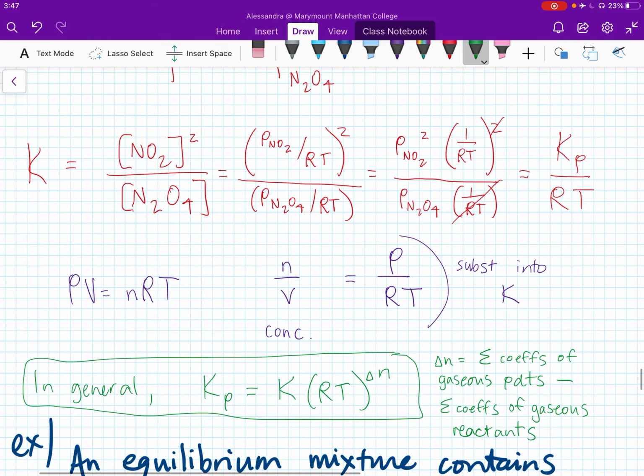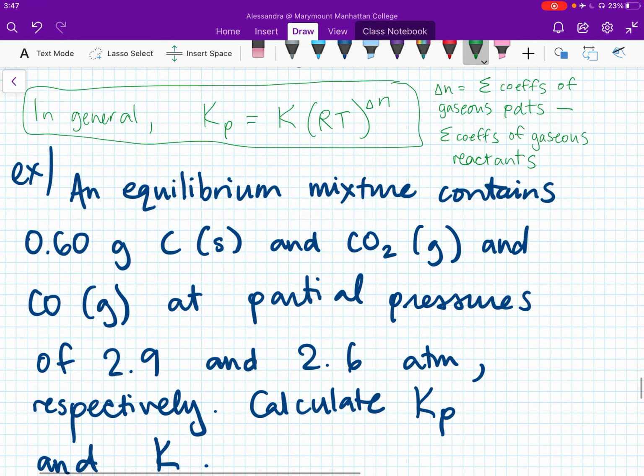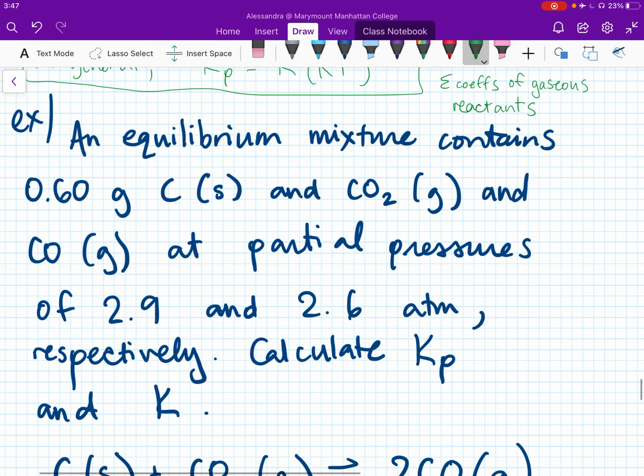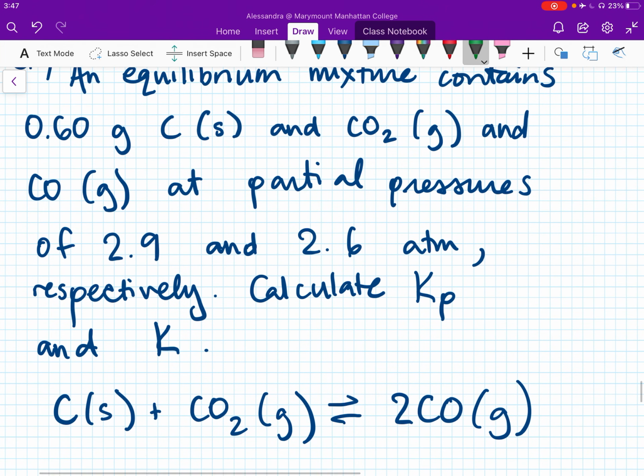Let's do an example. Here, in this example, an equilibrium mixture contains 0.60 grams of solid carbon, as well as carbon dioxide gas and carbon monoxide gas at partial pressures of 2.9 and 2.6 atmospheres, respectively. All of this is at 25 degrees Celsius. From that information, can we calculate both Kp and K? Here is the reaction. Solid carbon plus carbon dioxide is in equilibrium with 2 moles of carbon monoxide gas.